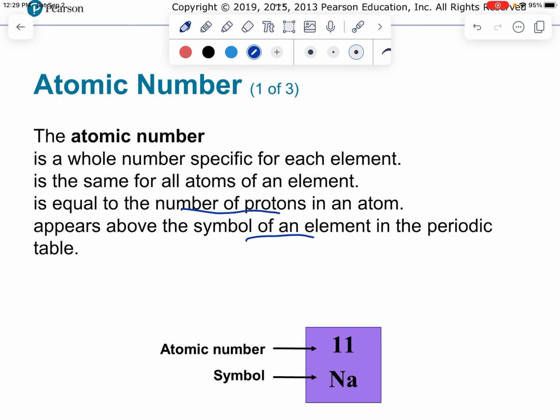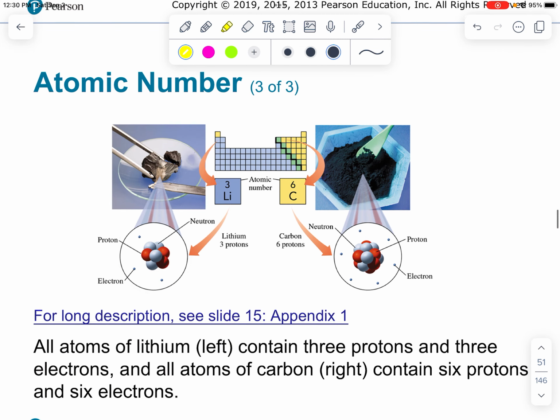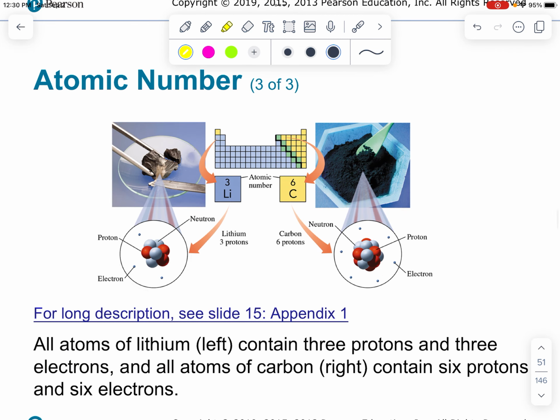So all sodium atoms have 11 protons, and that is the atomic number. They actually may have different numbers of neutrons. So just to emphasize, every hydrogen has 1 proton. Every carbon has 6 protons. Every copper atom has 29. And so you can find them in the periodic table in each box.